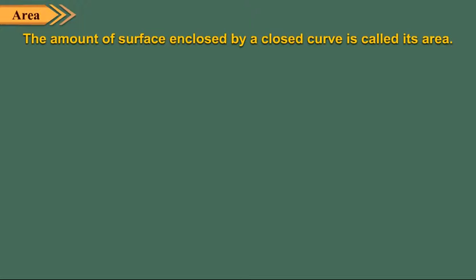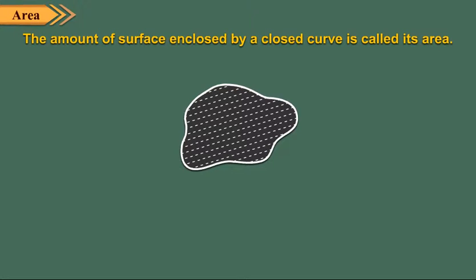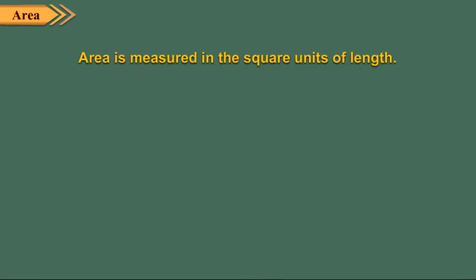The amount of surface enclosed by a closed curve is called its area. In the figure, the shaded region shows the surface enclosed by the closed curve. So the shaded region is the area of the figure. Area is measured in the square units of length.